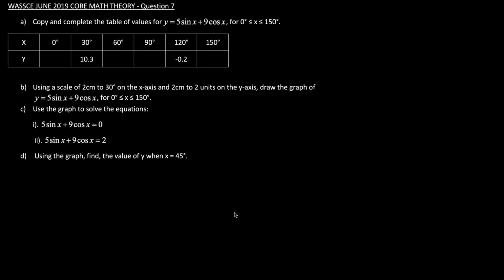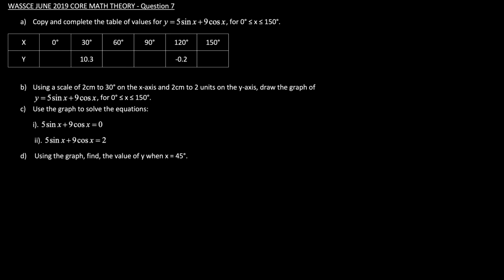B. Using a scale of 2 centimeters to 30 degrees on the x-axis and 2 centimeters to 2 units on the y-axis, draw the graph of y = 5 sin x + 9 cos x for x between 0 and 150. C. Use the graph to solve the equations: i. 5 sin x + 9 cos x = 0; ii. 5 sin x + 9 cos x = 2. D. Using the graph, find the value of y when x is 45.